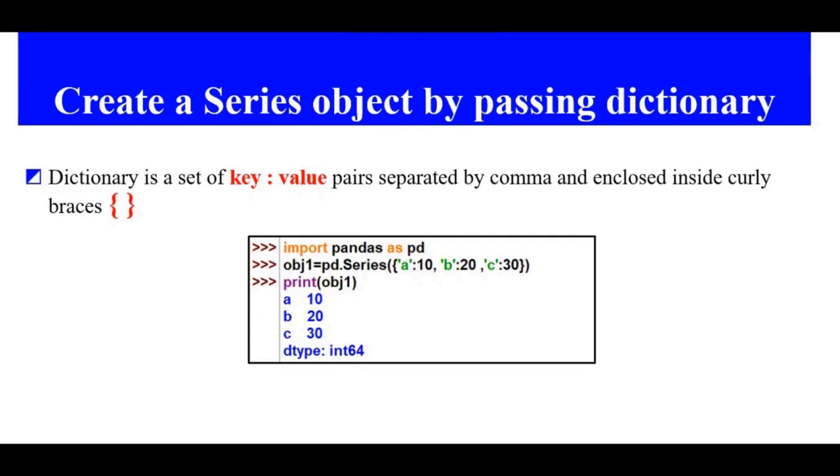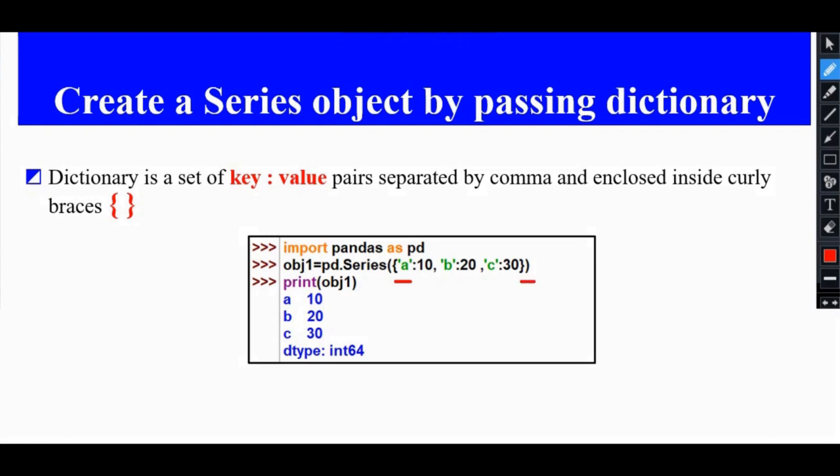Create a series object by passing a dictionary. What is a dictionary? It is a data type and it is a sequence data type. It is a set of key value pairs separated by comma and enclosed inside curly braces. जब भी आप डिक्शनरी क्रिएट करते हैं तो आप की वैल्यू पेयर देंगे and you will enclose it or keep it inside the curly brace.